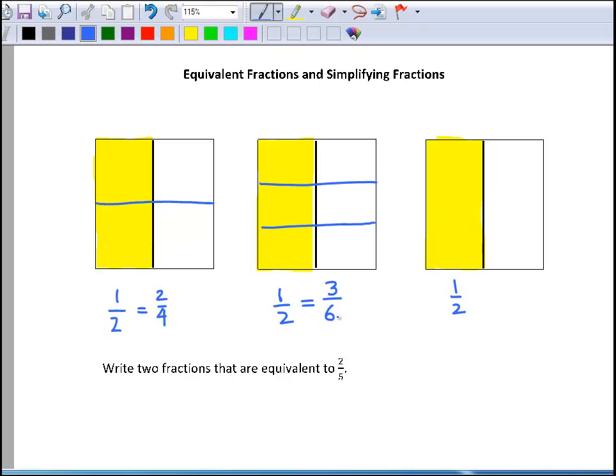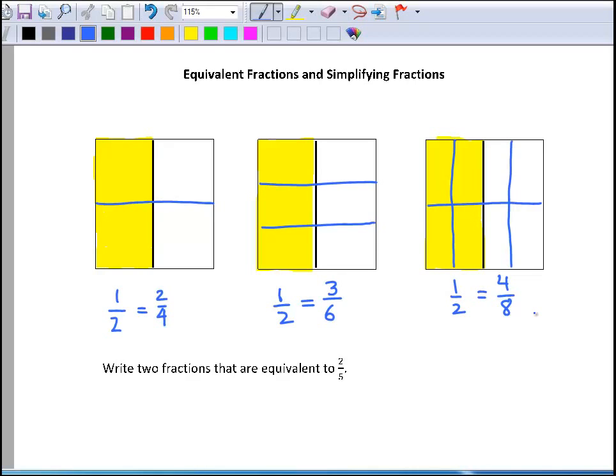And if I wanted to, I could do something a little bit different here. I could put in a horizontal line, and then I could put in a couple of vertical lines, keeping the size of each of the little pieces the same. And this time, what is that? 4 out of 8 pieces are shaded. So all of those are equivalent fractions.